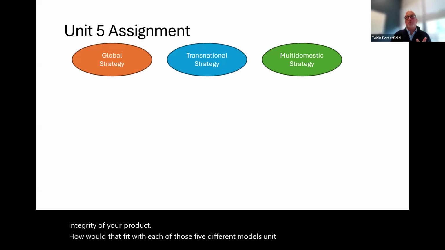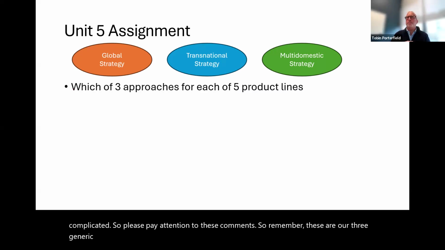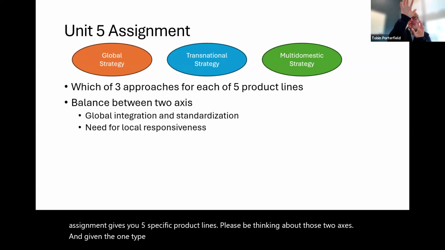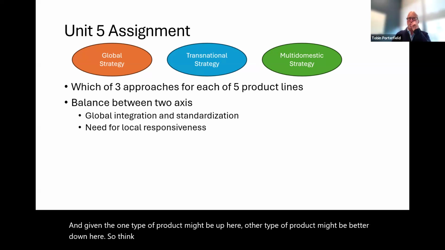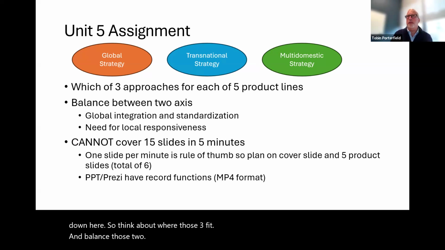Unit 5 assignment's a little more complicated, so please pay attention to these comments. So remember, these are our three generic international strategies. Which one for each of these five product lines? The assignment gives you five specific product lines. Please be thinking about those two axes. And given the one type of product might be up here, other type of product might be better down here. So think about where those three fit, and balance those two axes appropriately.